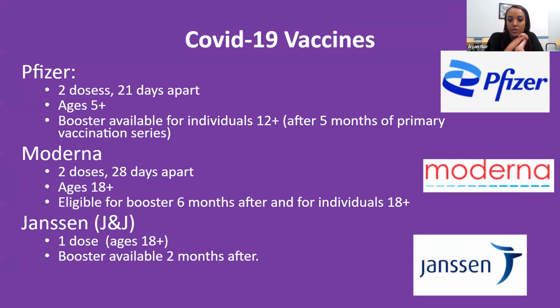And then same with Moderna, 2 doses, except it's 28 days apart. Ages 18 and up are eligible. And for the booster, it's also 5 months. So scratch the 6 months, it's 5 months after your primary series, for individuals over 18. And then with the Janssen, it is 1 dose for people 18 and over. Boosters are available 2 months after your initial dose.